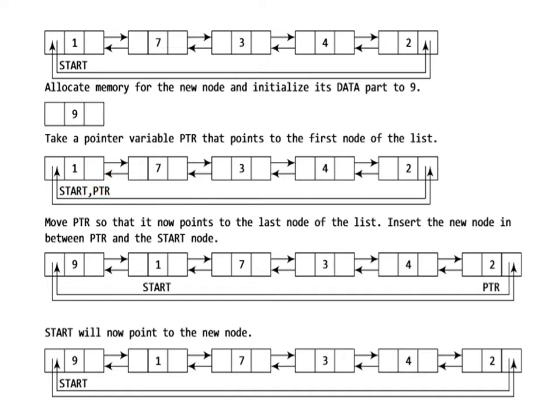Next, what happens? I will move this pointer to here, that is the previous one, and next I will connect to the one variable. Move the pointer so that it now points to the last node of the list. This is the last node of the list, and insert a new node in between the pointer and the start node. That means start is connected to here. If I take this as previous, and this is now next, and this is head, then for the new variable, I am taking this to the next variable.